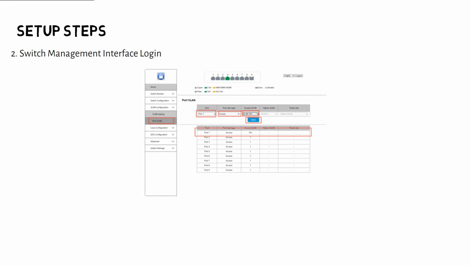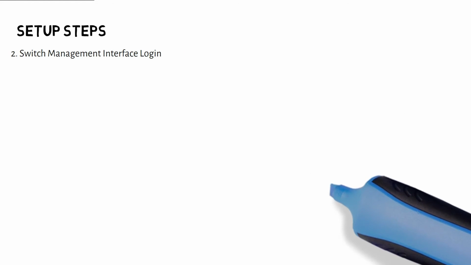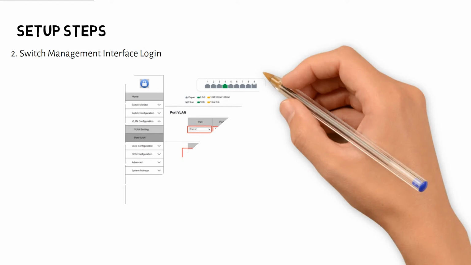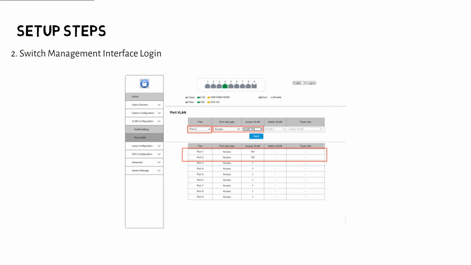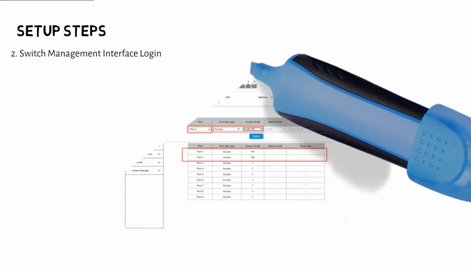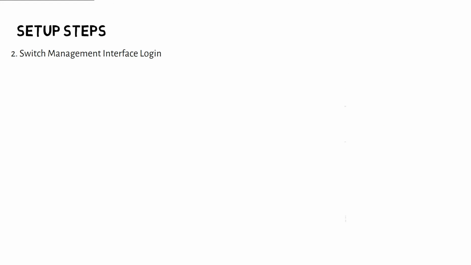Next, enter 102 for the VLAN ID, and for the VLAN remark, enter ONTB to indicate that this VLAN is used to transmit data from ONTB. Finally, click Add VLAN. Configure port VLAN.